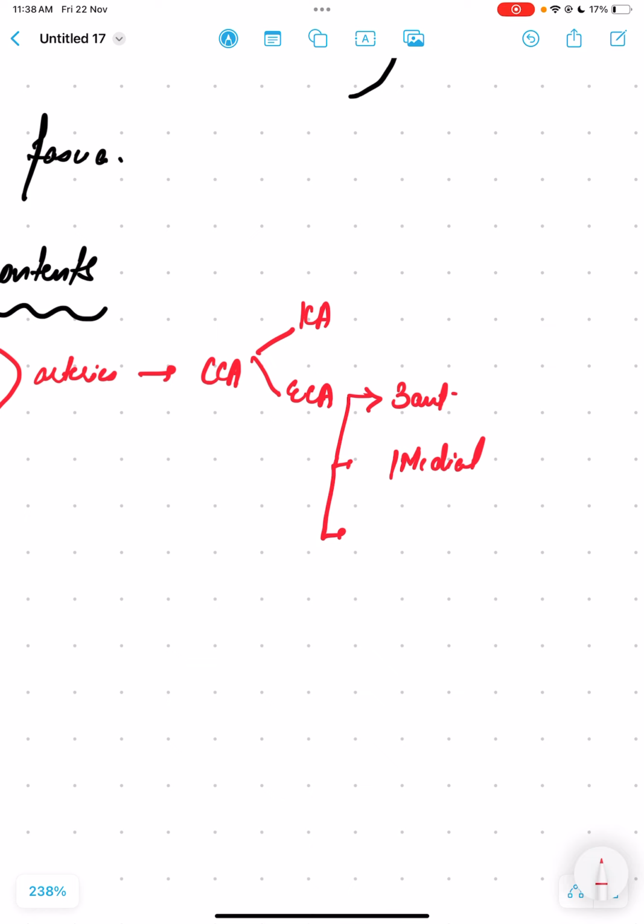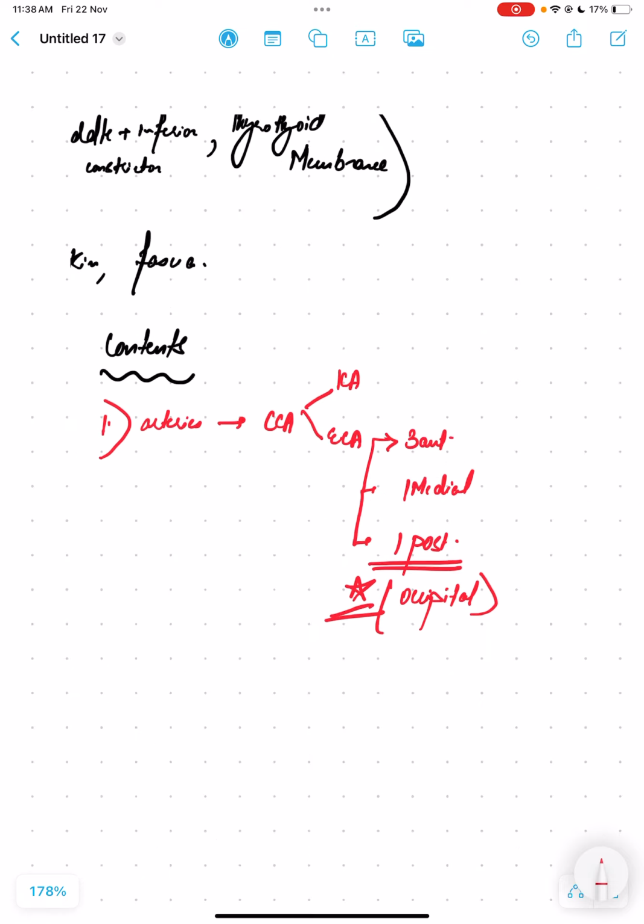In the case of the external carotid artery, we have 2 posterior branches, the occipital branch and the posterior auricular branch. But here we only involve 1 posterior branch, that is the occipital one, not the posterior auricular. So you have to remember this.